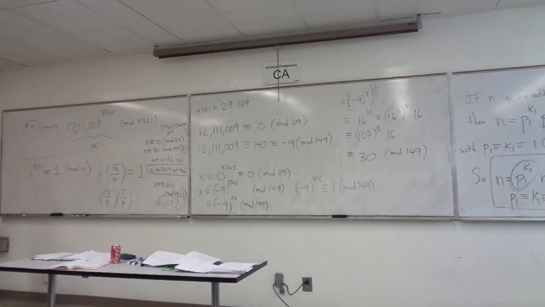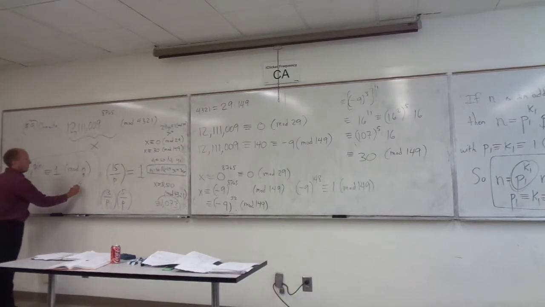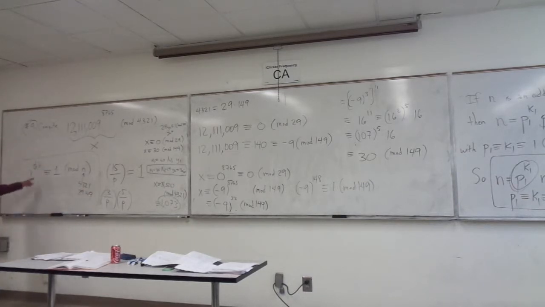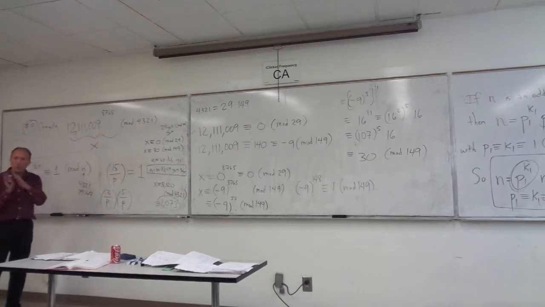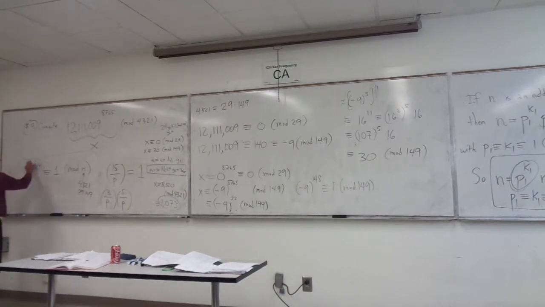No. So the n would be 4321, which we said was 29 times 149. And of course, I can figure out phi of that, which would be 28 times 148, right? You just subtract 1 from those primes. So this exponent, I could use that as a power, right? 28 times 148.